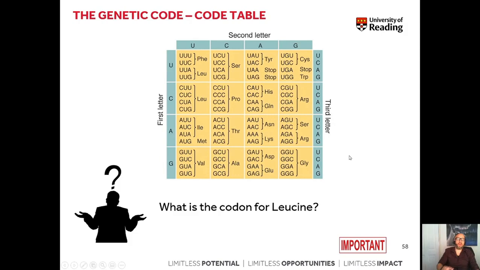What I would like you to do now is to use this genetic code table to tell us what the appropriate codon for leucine is. And in order to do so, I would like to ask you to submit the form which will pop up in the video shortly.